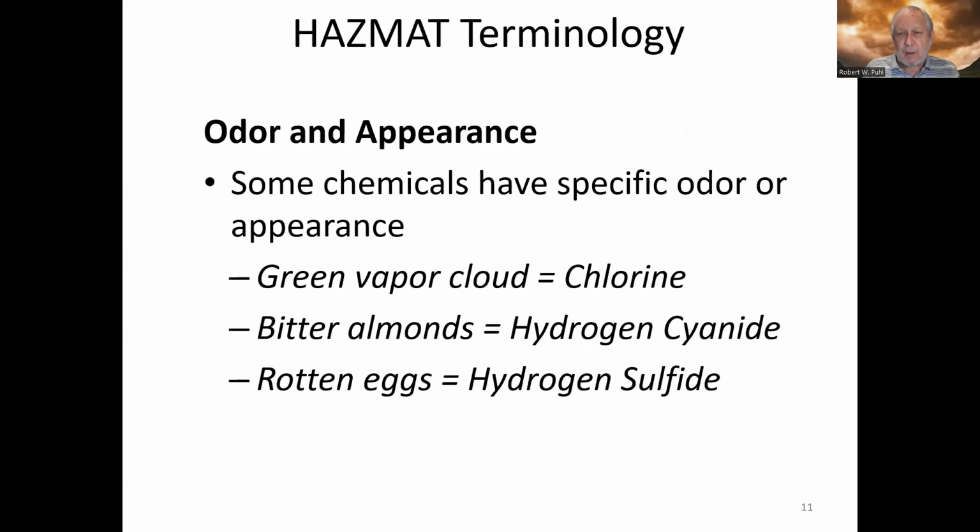Physical states of matter for chemicals are solid, liquid, or gas. Odor and appearance. Some chemicals have a specific odor or appearance. A green vapor cloud is an indication of chlorine, and that's something you don't want to mess with. Chlorine is bad stuff. Bitter almonds is hydrogen cyanide. I don't know where they come up with this. I like almonds, I eat almonds, but I don't know what an almond smells like, let alone a bitter almond. But I guess if I was in hydrogen cyanide, I would. Not for long, though. Rotten eggs, we all kind of know what those smell like. That's hydrogen sulfide. Anhydrous ammonia has a distinct smell. We call that self-alarming because it's going to let you know that it's there. It's kind of a good thing.